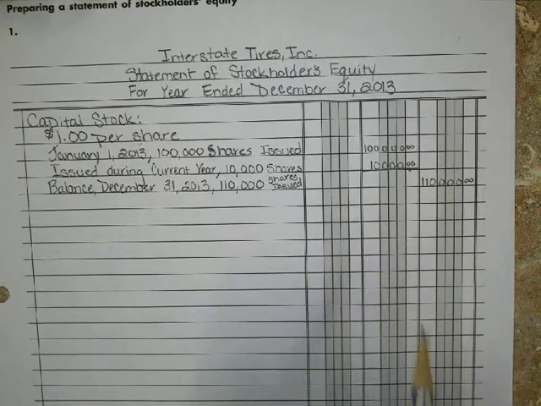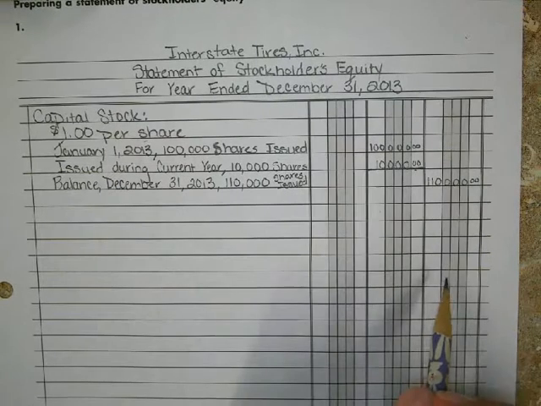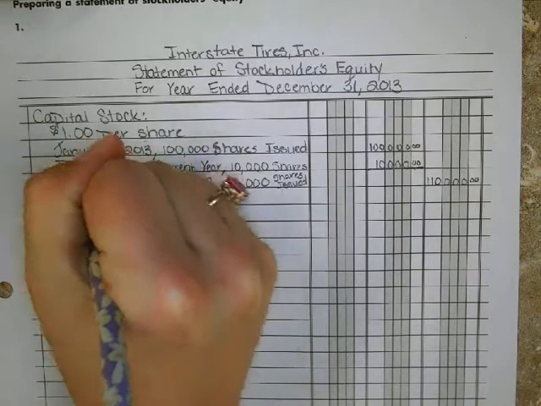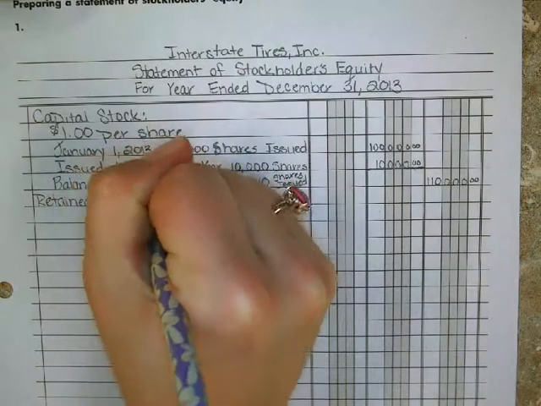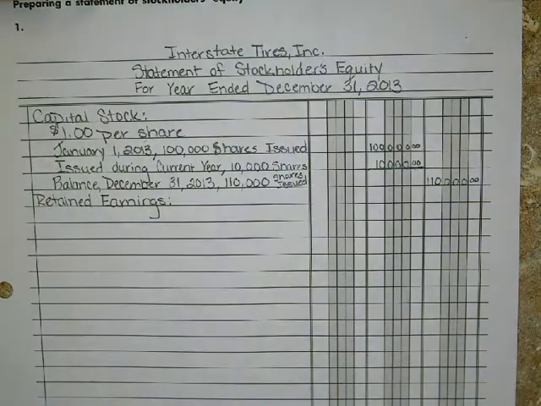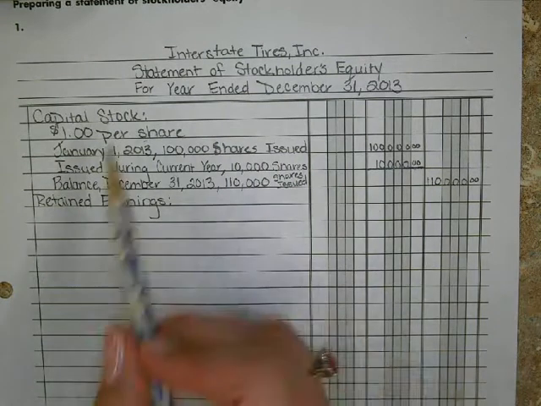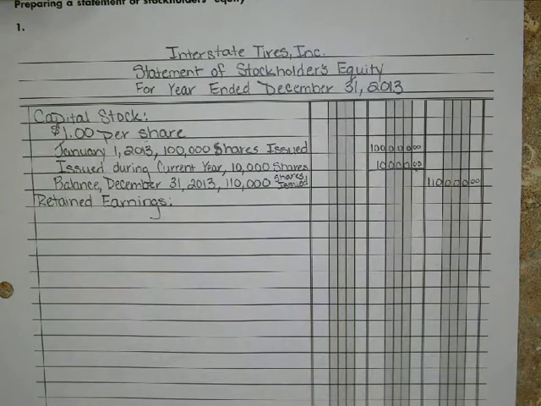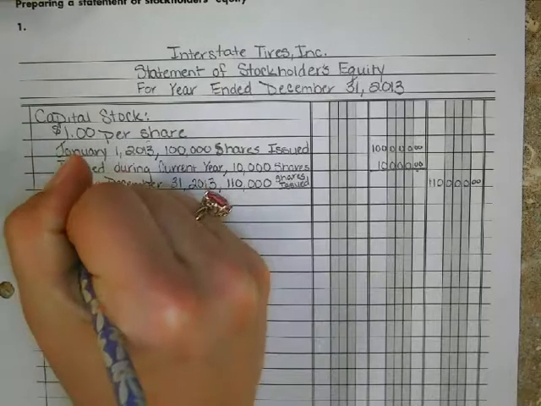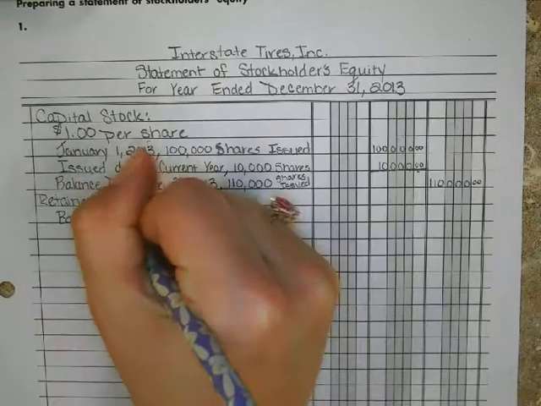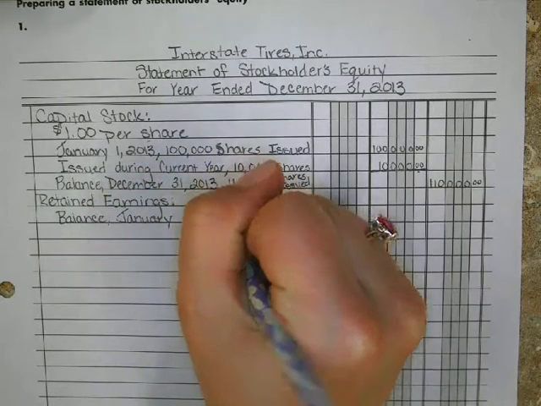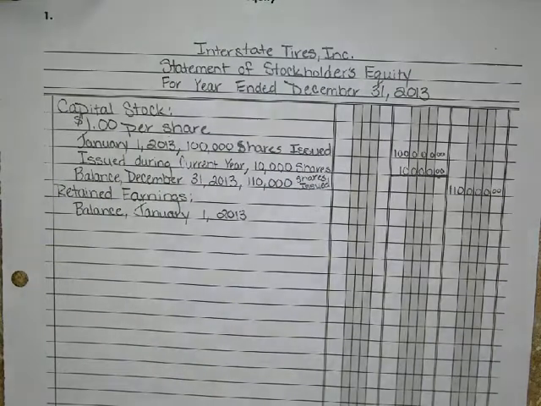What's our second section of the Statement of Stockholders' Equity? Retained earnings. So we're going to write that heading next. Retained earnings. Okay, so we're kind of doing the same thing here. We need to look at what did we have at the beginning of the year. So the first thing we're going to do is balance on January 1st. So what was our balance of our retained earnings on January 1st?